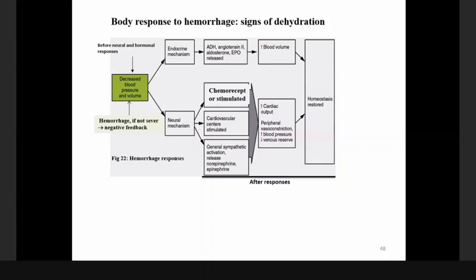So following hemorrhage, you can survive if homeostasis is restored or maintained. Otherwise, if homeostasis is not maintained or not restored, the subject will die because of severe bleeding. And that is when the positive feedback overrides the negative feedback. So negative feedback is very important to save life. Okay? Okay.